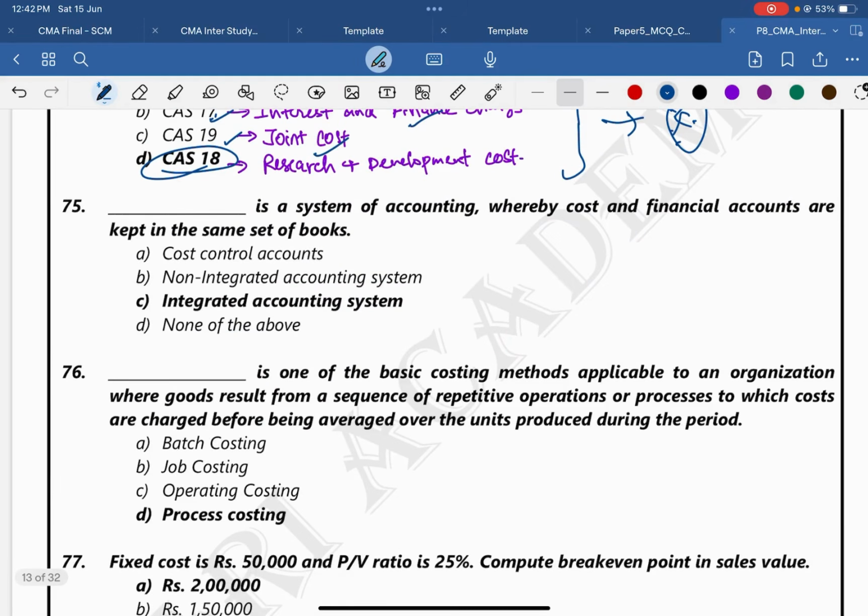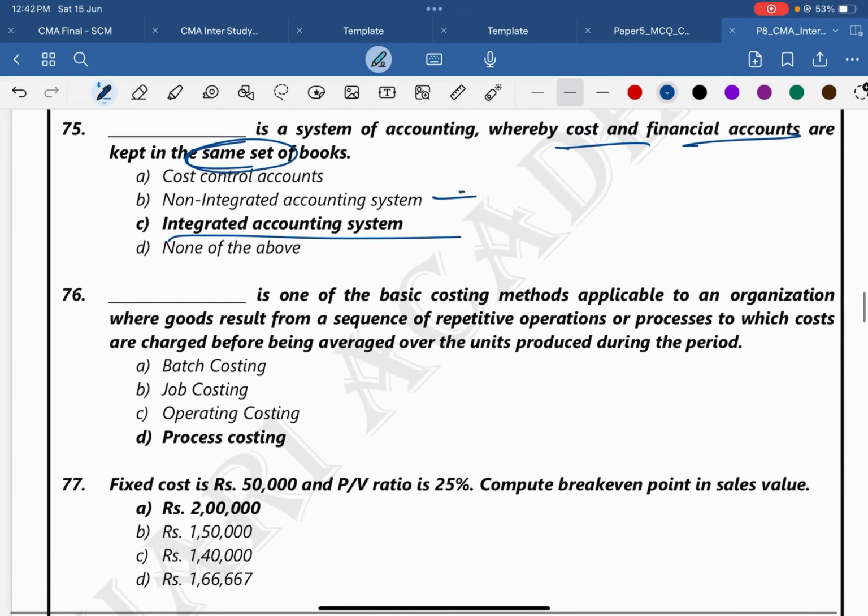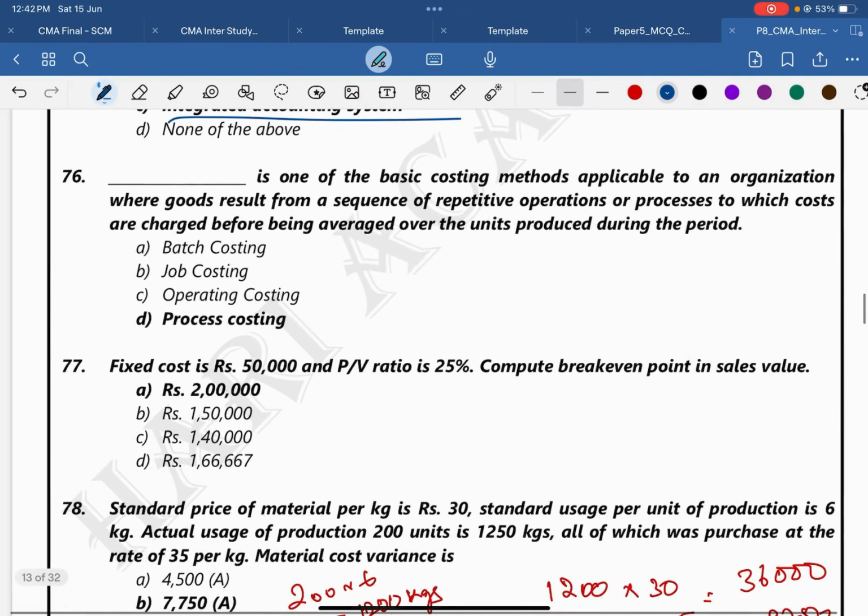75. Dash is a system of accounting whereby the cost and financial accounts are kept in the same set of books, known as integrated accounting system. What is a non-integrated accounting system? Both are kept as separate books.